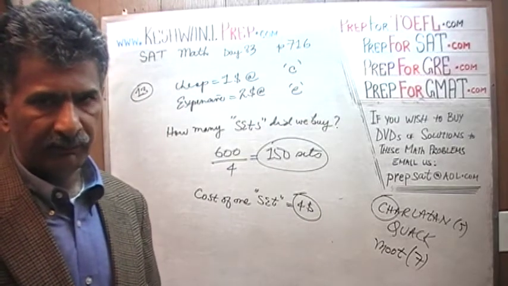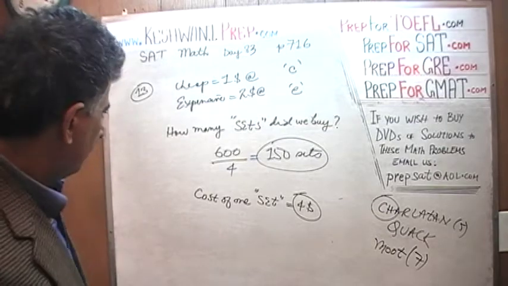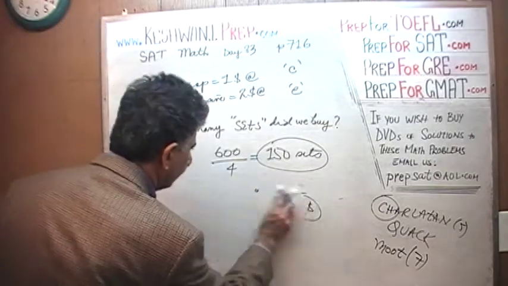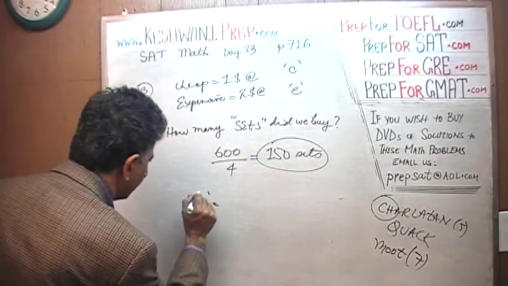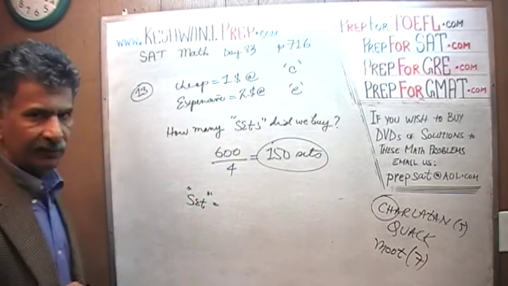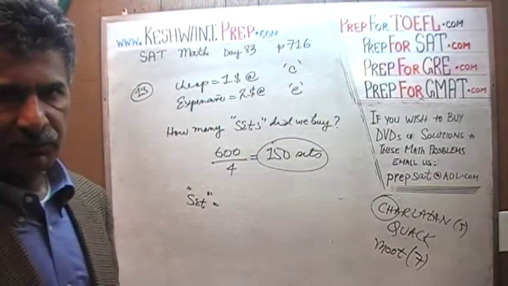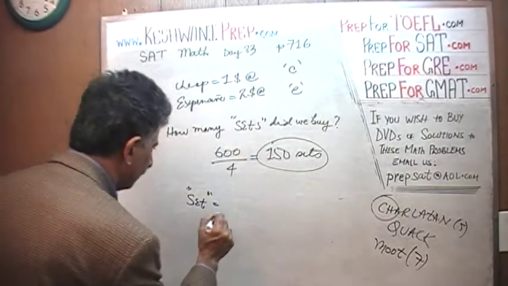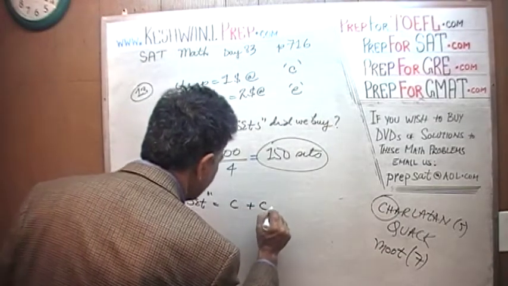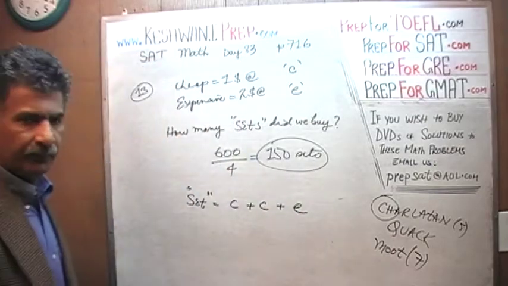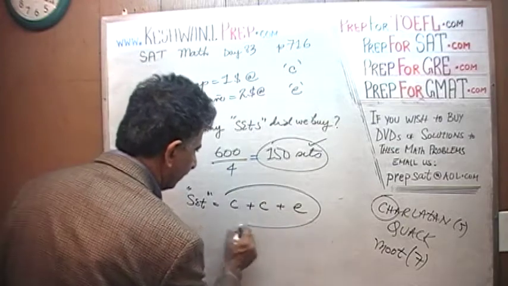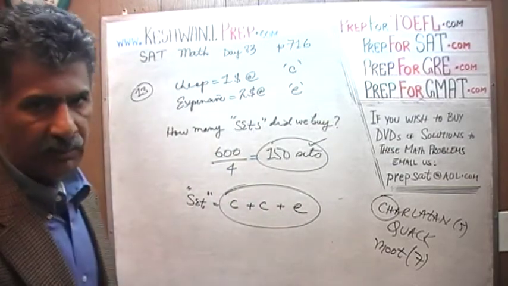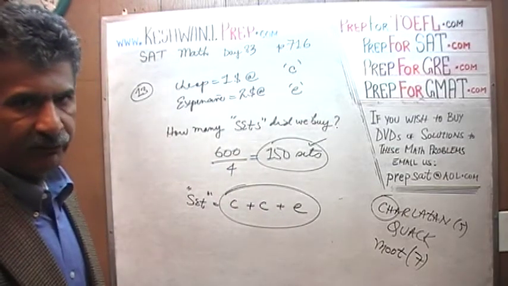Don't grade in 150. Remember, our set consists of, I'm putting this in quotation because that's not the term they use anywhere in the problem. We just made it up ourselves. Our set consists of two cheap ones and an expensive one. And we bought 150 sets. Each set has three bulbs in it.